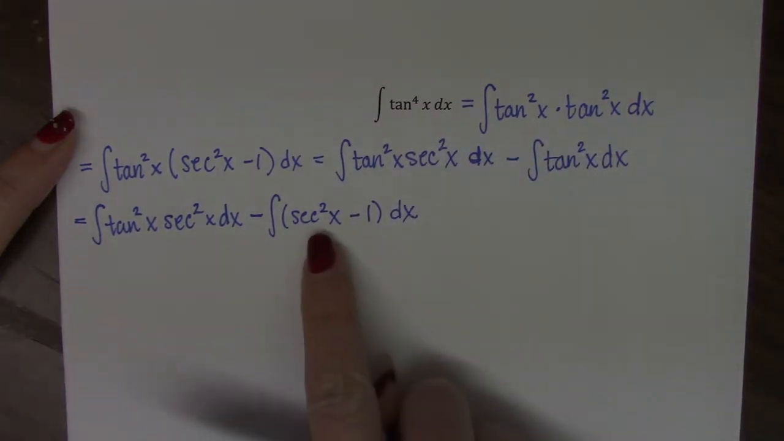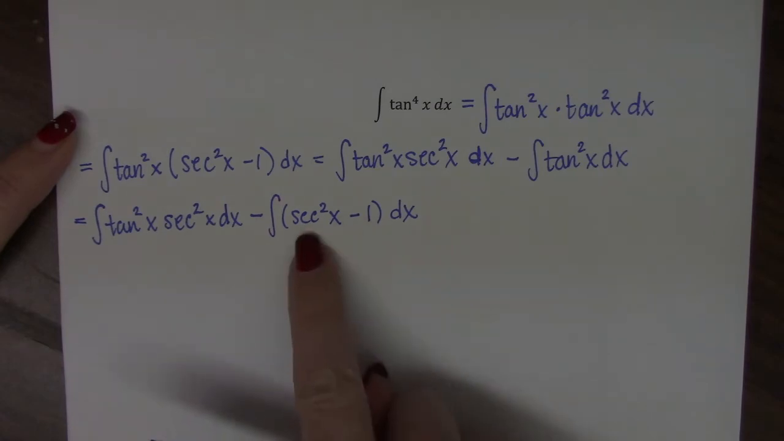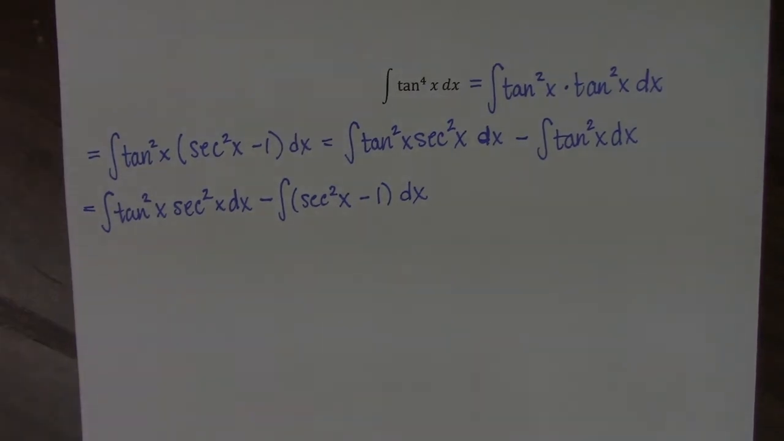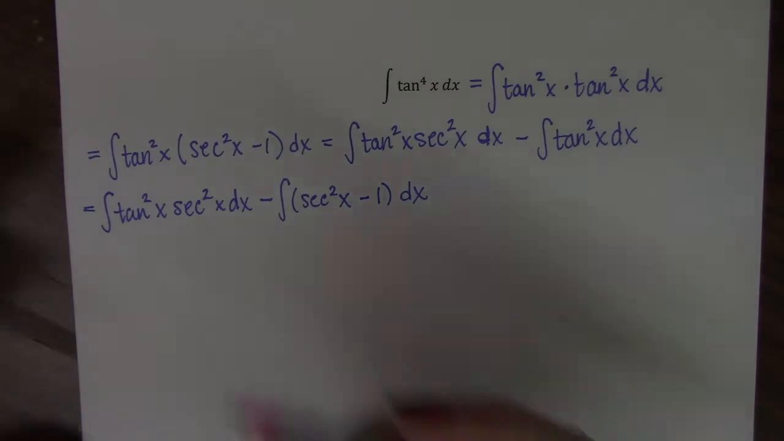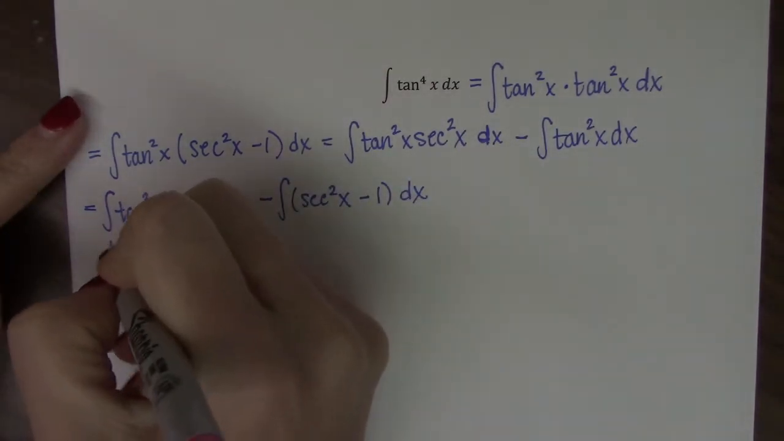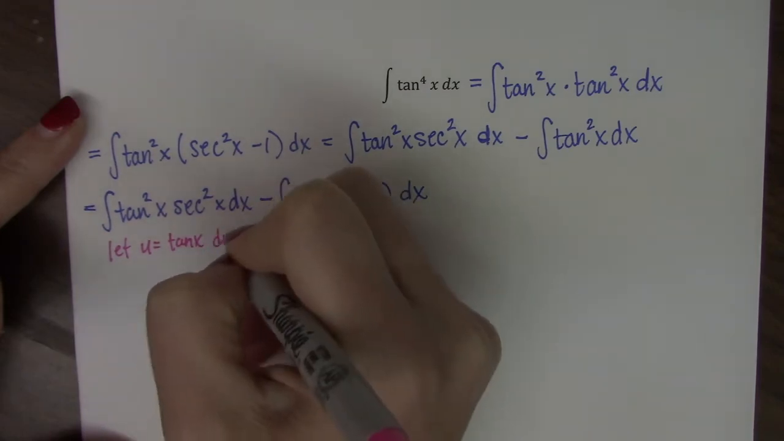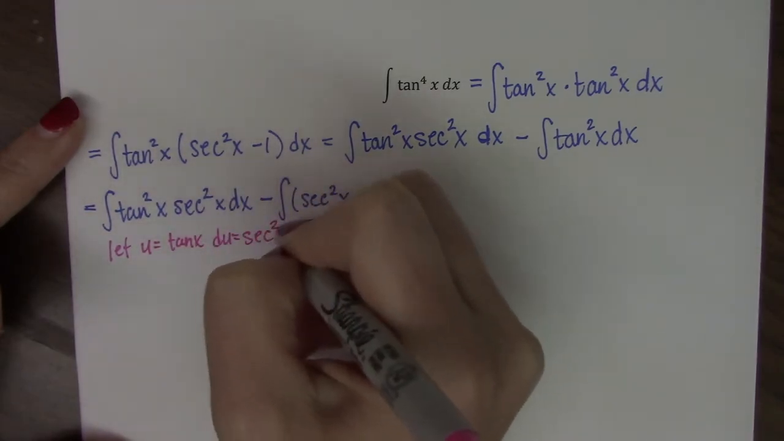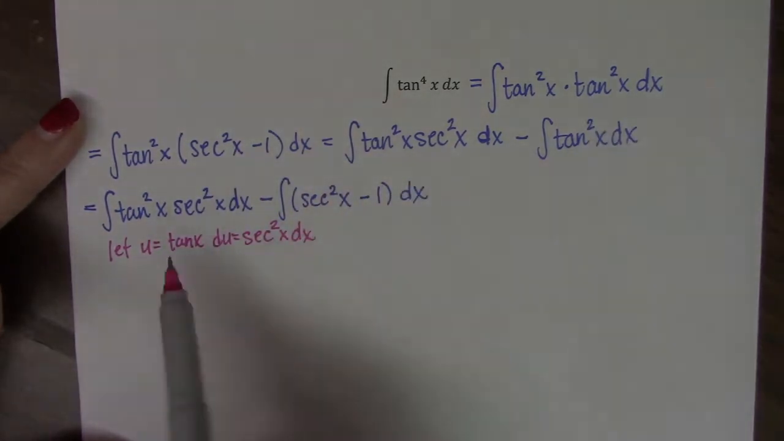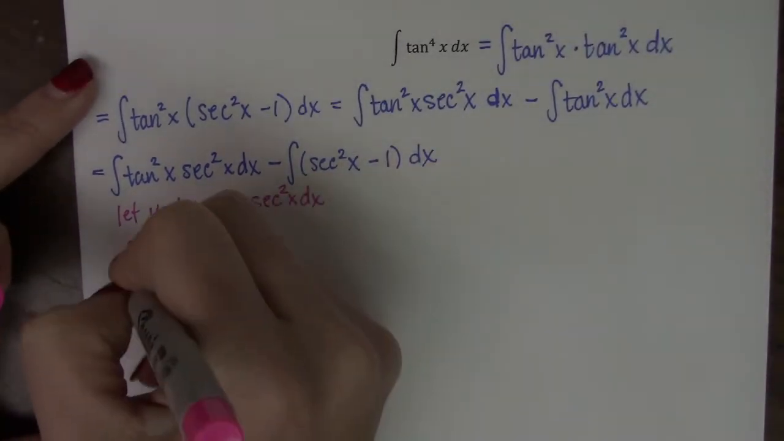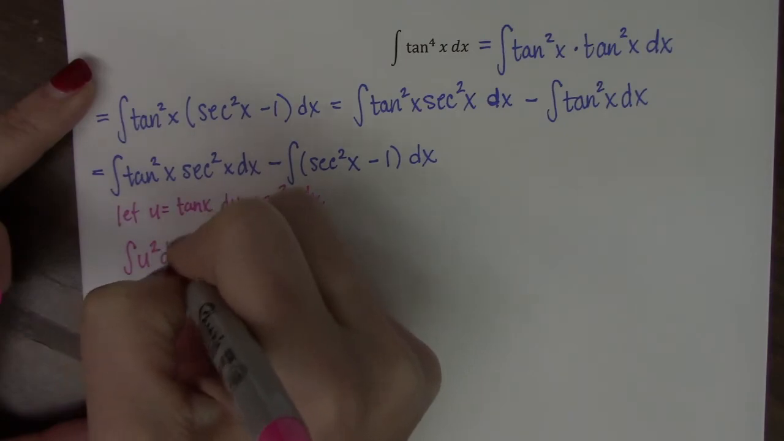Well, this I can integrate directly because that's the derivative of tangent, and we can always integrate 1. It's just going to be x. So for the first integral, however, we're going to need a u substitution. If we let u be tangent x, then our du here is secant squared x dx. So this is really just the integral of u squared du.